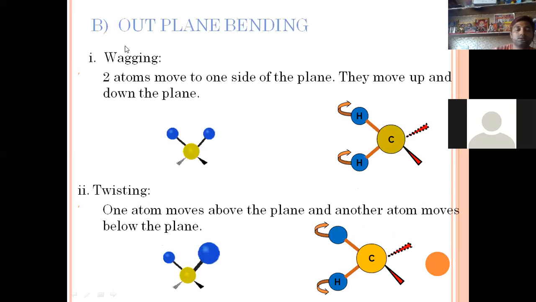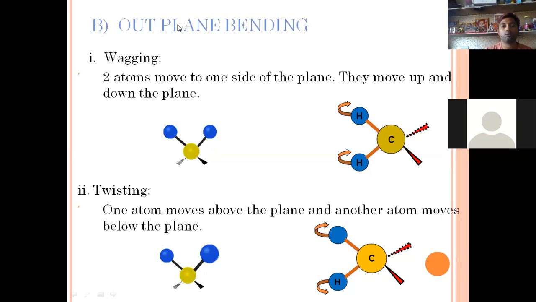Now the second type, out-of-plane bending, in which we have wagging and twisting. In wagging, what happens? Two atoms move to one side of the plane. They move up and down the plane, on one side of the plane.